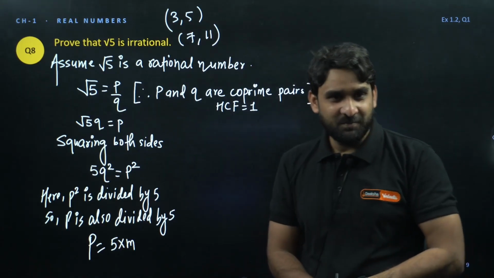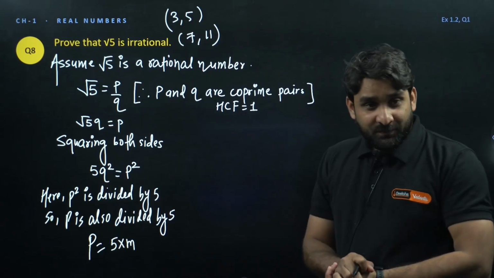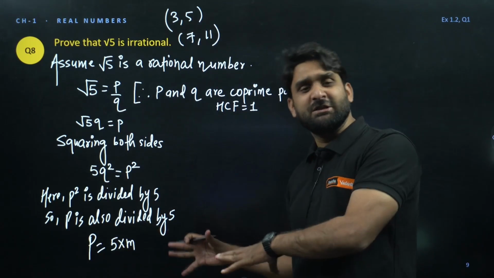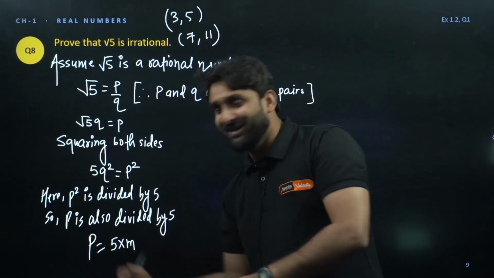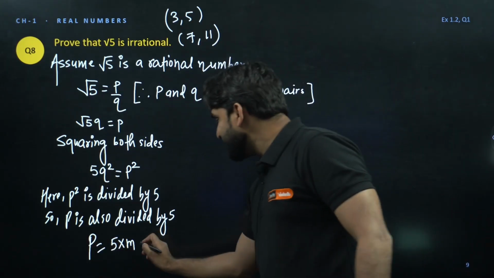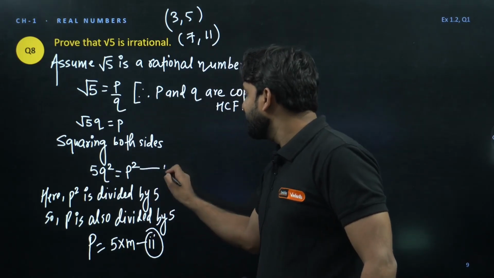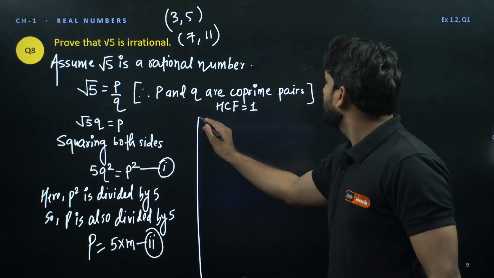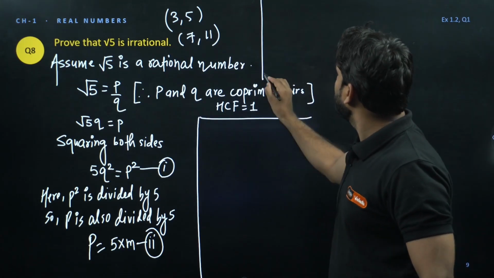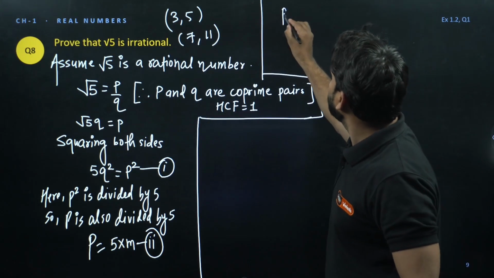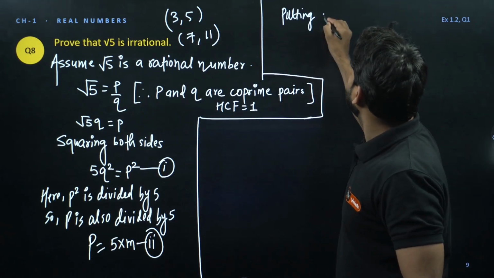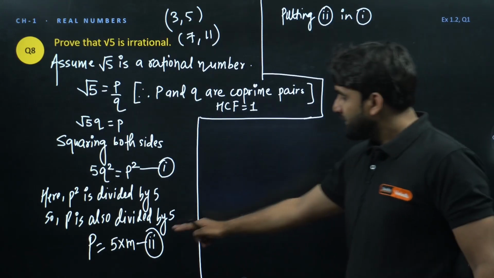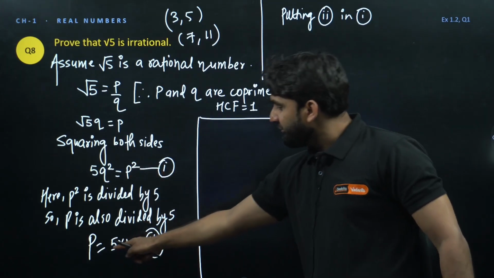P is equal to 5M because P is divided by 5. So we can keep 5 in multiplication with anything because when this 5 goes there, P is divided by 5. So this is your second equation, and let's say this is your first equation. I hope this is clear to you all. Now, putting second in first. Now dear students, put second into first. So at the place of P, 5M will come.